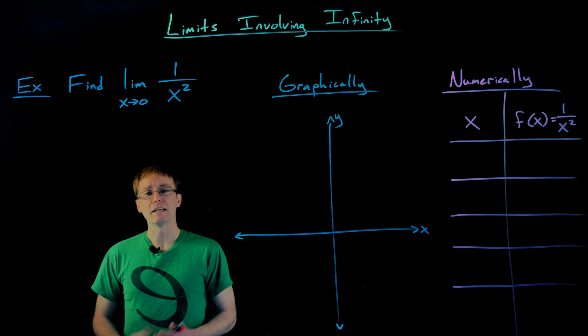So I'd like to get us started with this example where we're trying to find the limit as x approaches 0 of the function 1 over x squared. I want to approach this limit graphically and numerically. We'll start by doing it graphically.